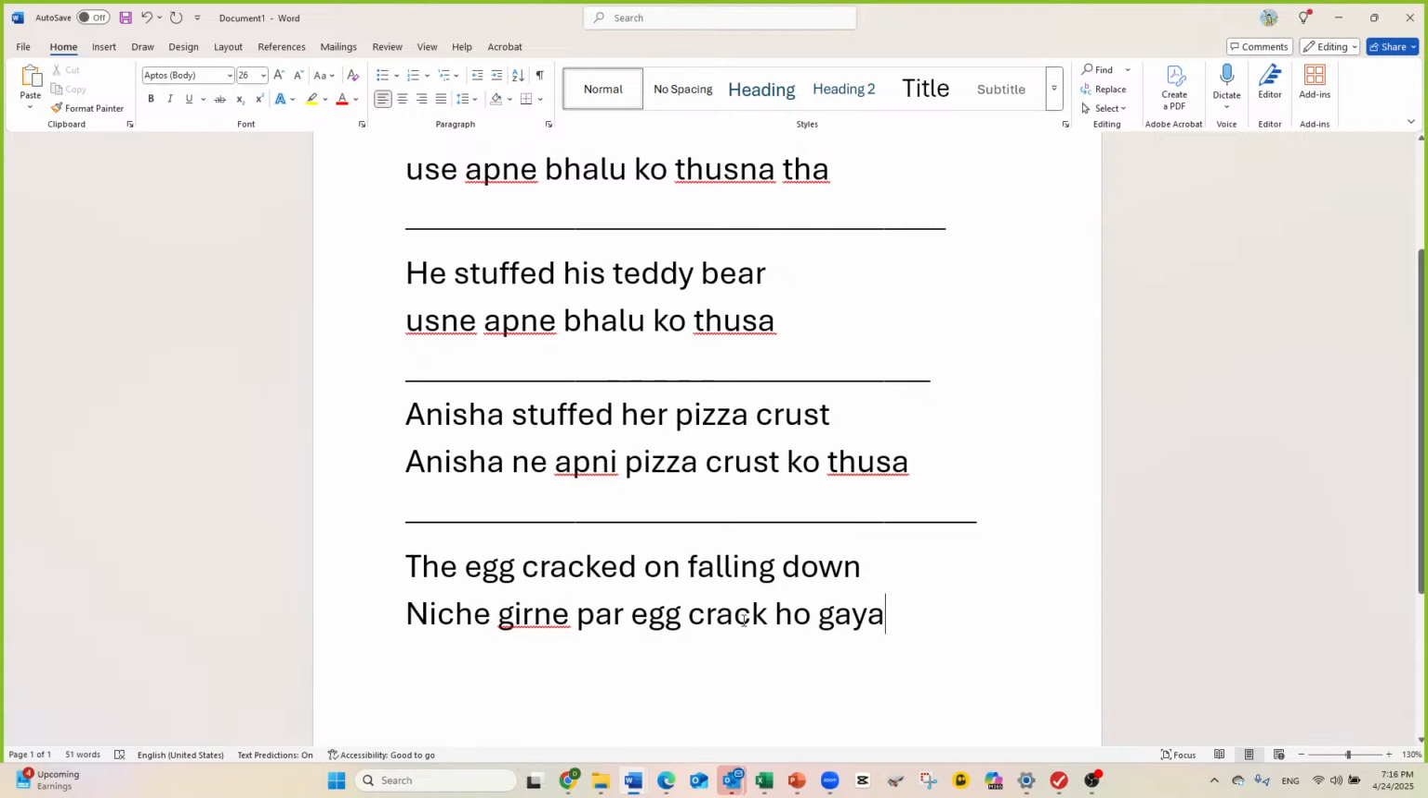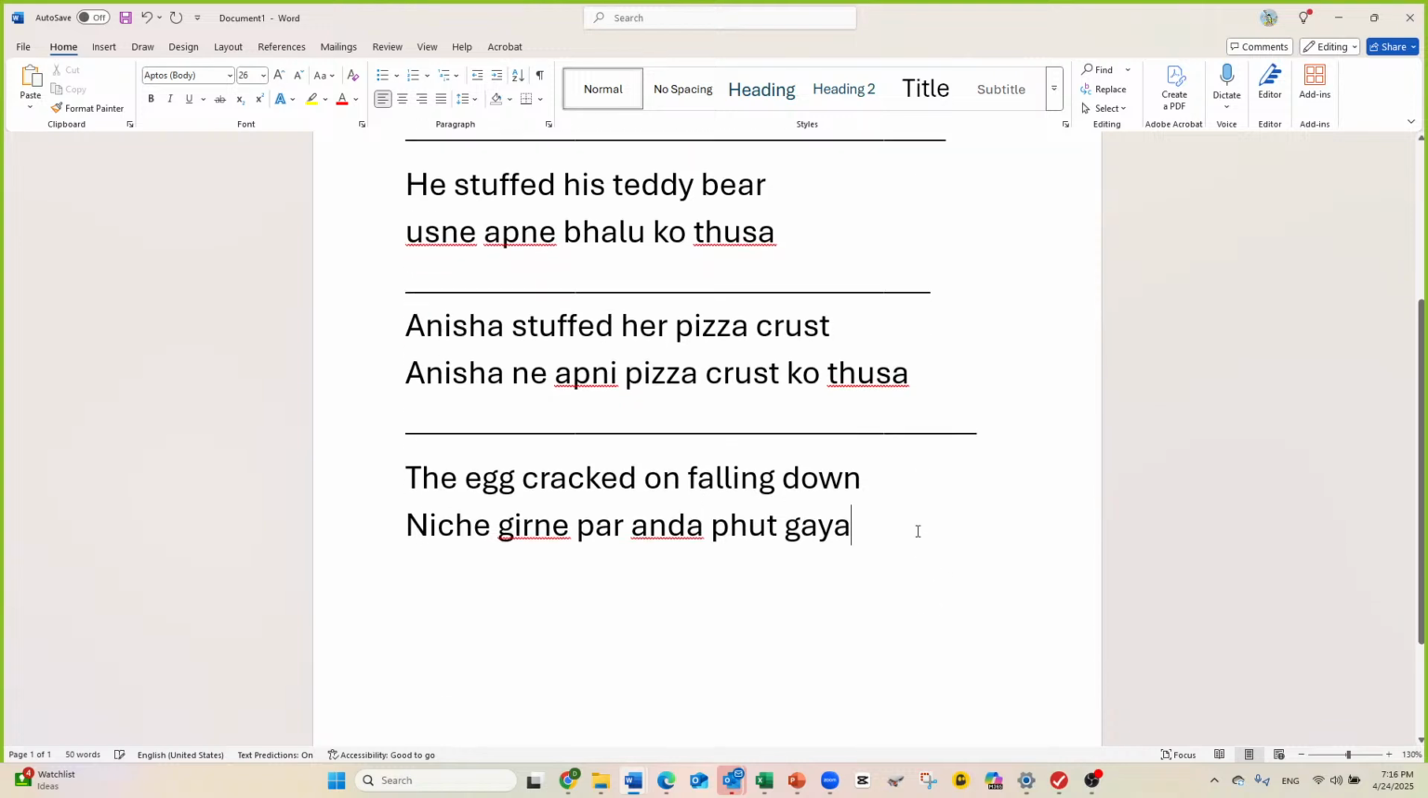Now, as we said, the Hindi word for cracking is foot. So instead of crack, we'll say foot, and now we don't need ho anymore. So we'll say नीचे गिरने पर, and the Hindi word for egg is अंडा. So let's say नीचे गिरने पर अंडा फूट गया.